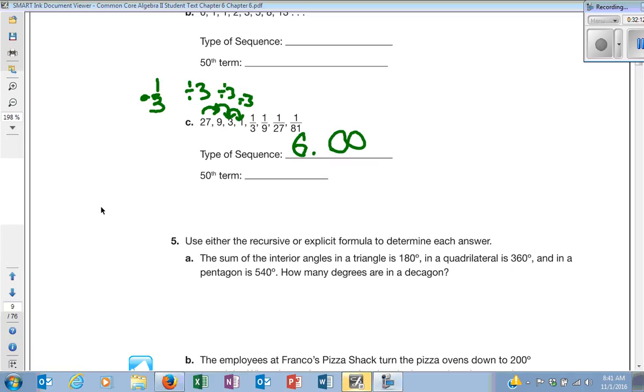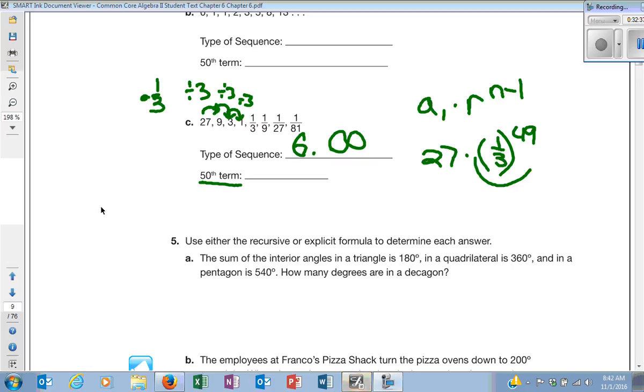And if I wanted the 50th term, which one would I use? Explicit, and it would be A1 times the ratio to the n minus 1 power. So that would be 27 times my common ratio, 1/3, to the 49th power. And if I was to do this in a calculator, you would do this first, which means you take 1/3 and raise it to the 49th power first, then times by 27.